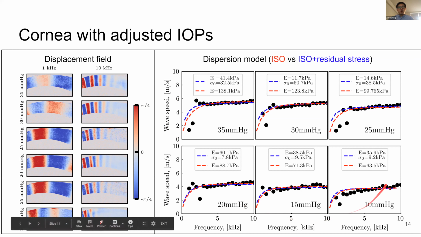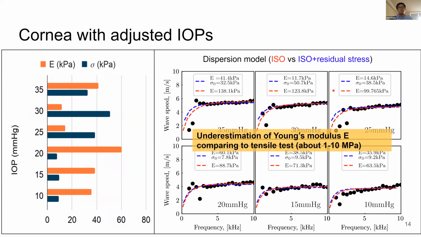However, when it comes to the model fitting, it is hard to tell visually which is better or worse, the model with or without residual stress. Another thing to note is that whatever model we use, the predicted Young's modulus values are way lower than the values reported in the tensile test. Here we have a Young's modulus of less than 100 kilopascal, but we know that it should be around 1 to 10 megapascal.